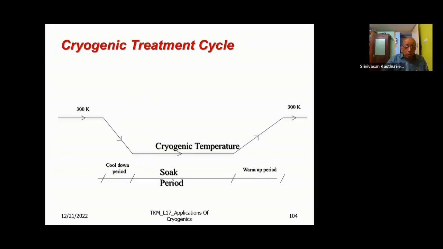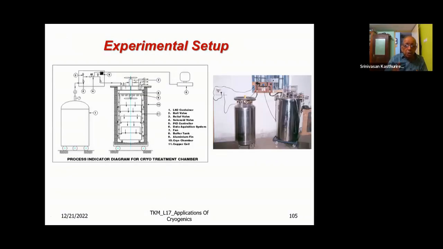So you can have a room temperature material cooled down over a particular time period and then kept at the cryogenic temperature for a certain time period. Again, you can do an appropriate warm-up schedule for this, right? So this is the so-called cryogenic treatment setup. In the institute, for example, we already made a cryogenic treatment setup and it is running.